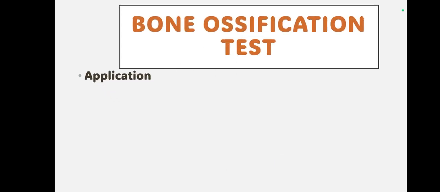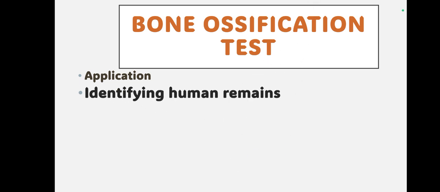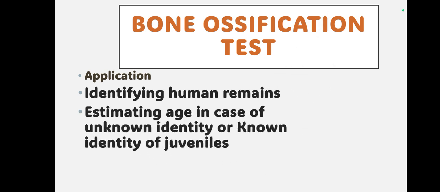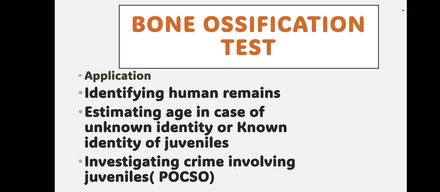Let's go ahead. Bone ossification test, how is it applicable in our legal arena? It is used to find human remains. If these are found at the spot of the crime, it is used to estimate the age of an unknown identity of a person, or the known identity of a juvenile when it is disputed or controversial. And it is used for investigation of crimes involving juveniles, like I have already discussed in POCSO cases.